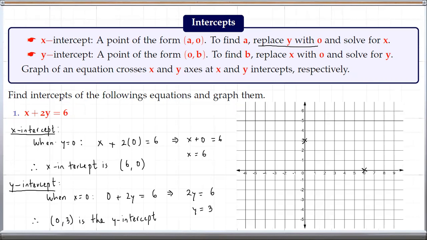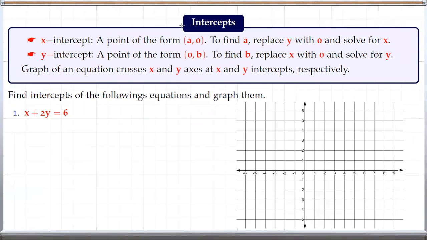Now, if you know the graph of this equation is a line, since this is a linear equation, the graph will look like this one. And of course, it should extend on both sides. So this is the graph of this linear equation.